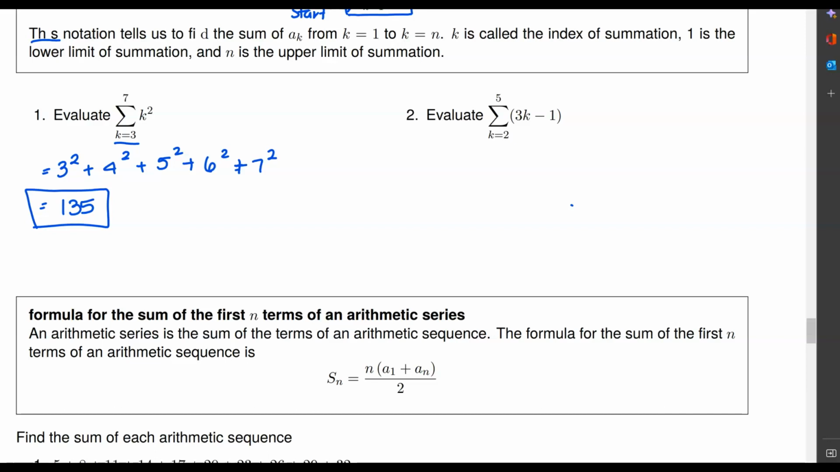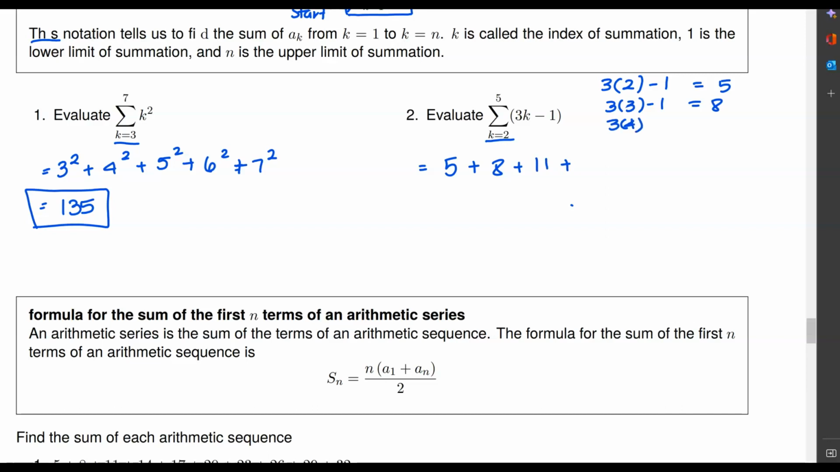So same thing here, this time we start with k equals 2. So it's going to be 3 times 2. Right, so for that first term, it's going to be 3 times 2 minus 1, which gives us 6 minus 1, which gives us 5. So we're going to have 5 plus our second term, 3 times 3 minus 1. So we can see that it's going to be 8. And if we continue, we're going to get 11.